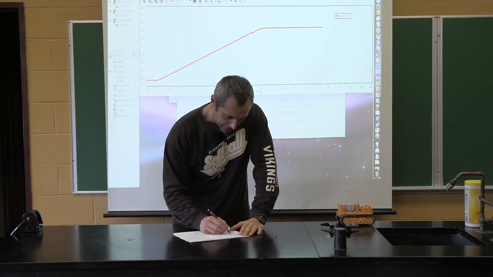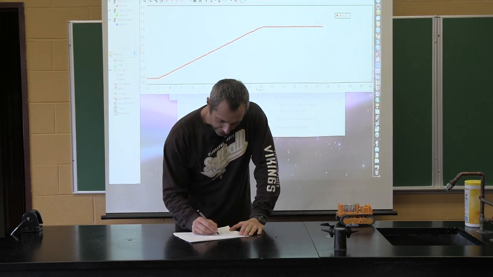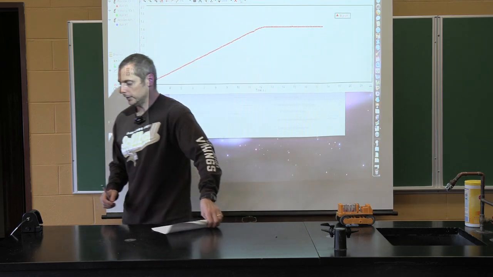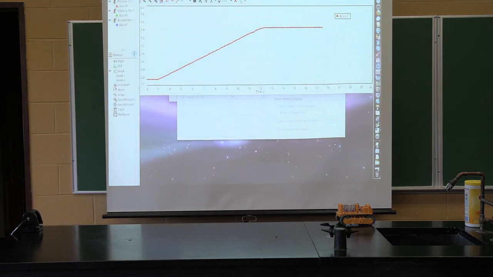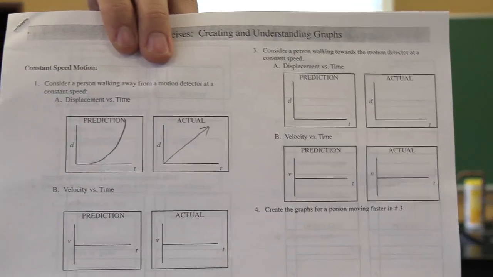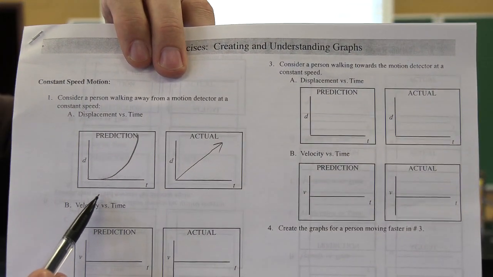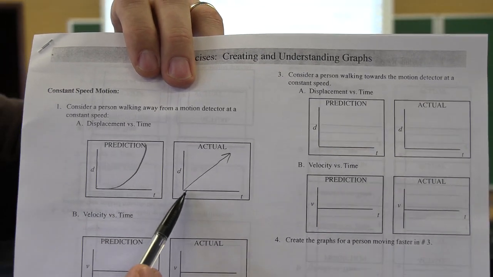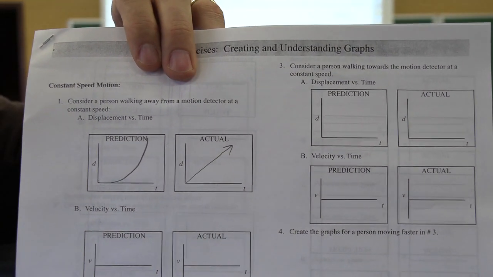So maybe you had this as a prediction, and then you would fill in the actual like this. Again, maybe you guessed that it would be a curve like this, but that's okay to be wrong. You sketch in the actual here, a straight line up like that, okay?